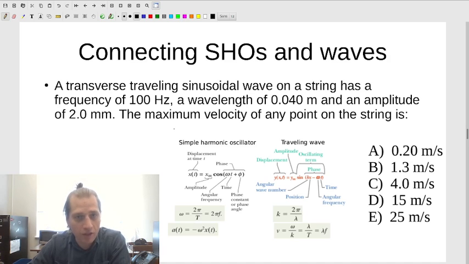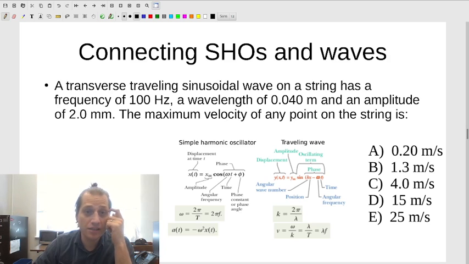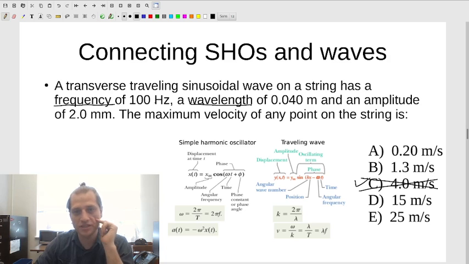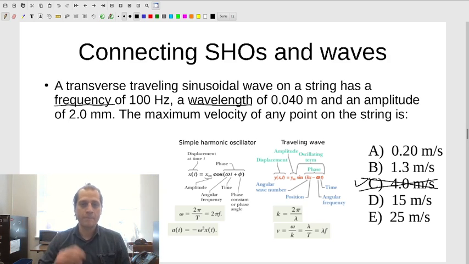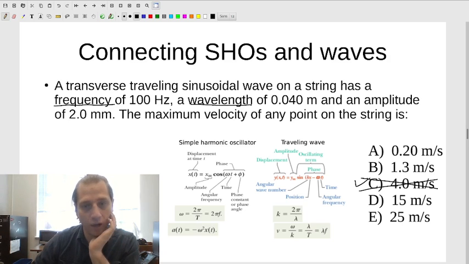So be careful. The thing that people think is, they'll see a frequency, and they'll see a wavelength, and they'll say, oh, I can just multiply these two together and get 4 meters per second. But I will caution you that that is not quite what this question is asking. It says the maximum velocity at any point on the string. So the wave is moving at one speed. It's rippling down the string, but the various points on the string are moving up and down. So that speed has to do with the amplitude as well.